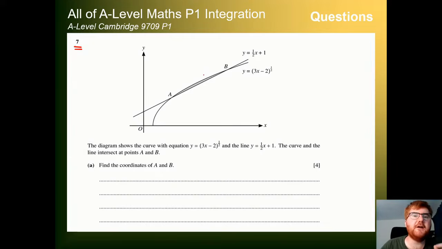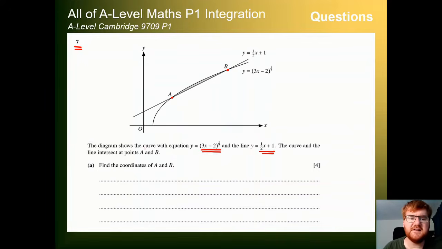And this is very, very typical, particularly towards the middle to end of the paper, where they give you a diagram, and you need to eventually, in part B, work out the area in between the curve and the line, or something like that. So the diagram shows the curve with equation y equals 3x minus 2 to the power of a half, and the line y equals a half x plus 1. That's been labelled for us here. And they intersect at points A and B here, and we need to find the coordinates of that.